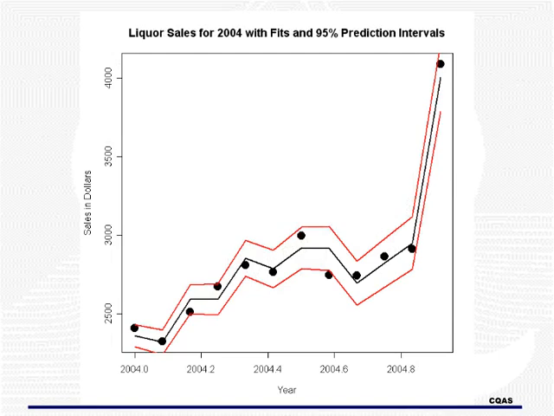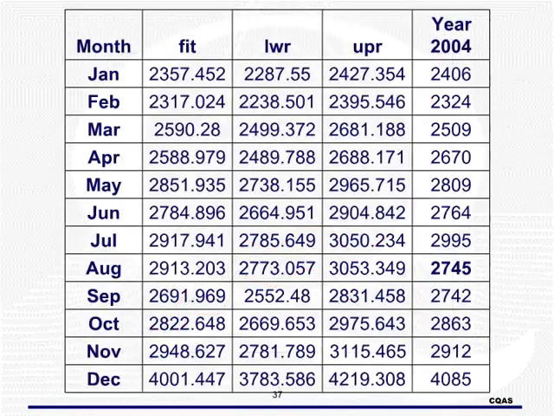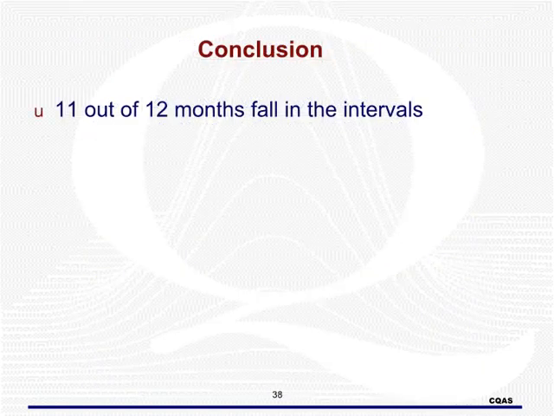Based on our zoomed-in plot, all of the PIs cover the observations except for the month of August. Let's look at the actual numbers. We can see that for the month of August, the observation is smaller than the lower PI. So we can say that the PIs cover for 11 out of 12 months. We can conclude that the smoother does an adequate job of forecasting 2004. We should investigate the month of August to see if anything unusual occurred.